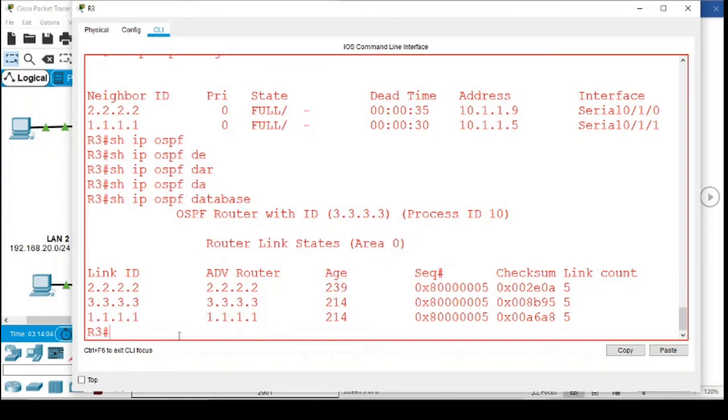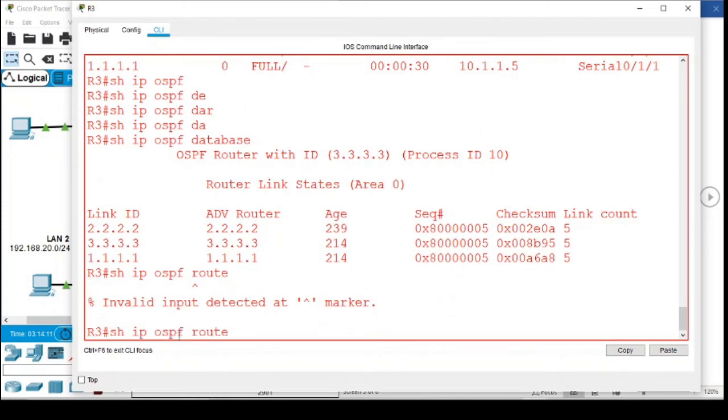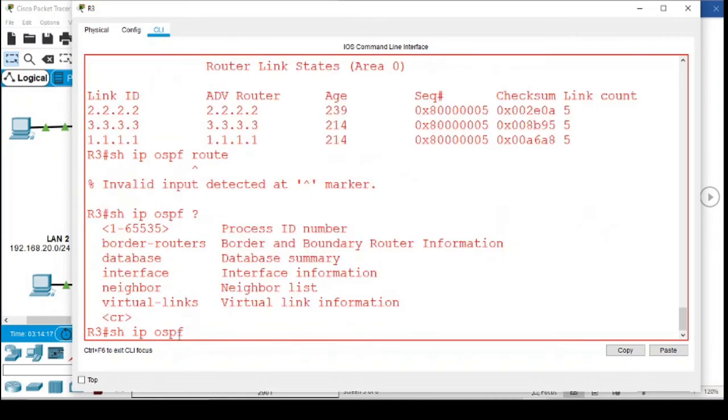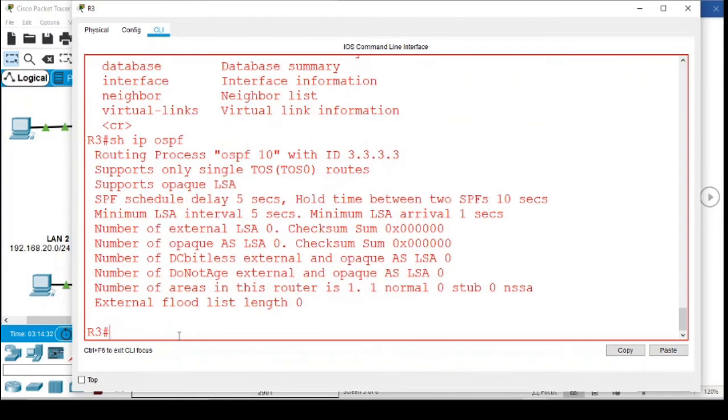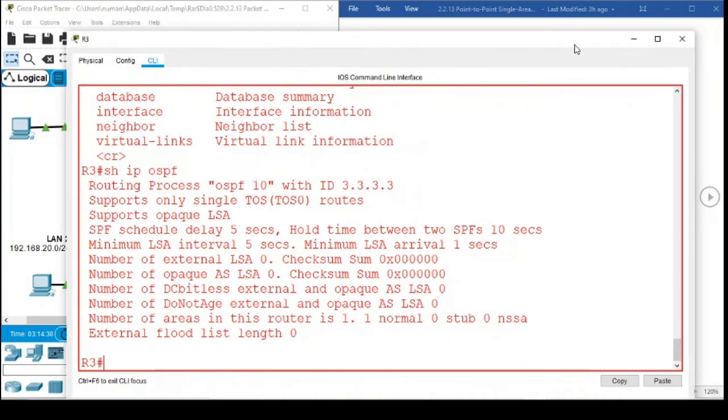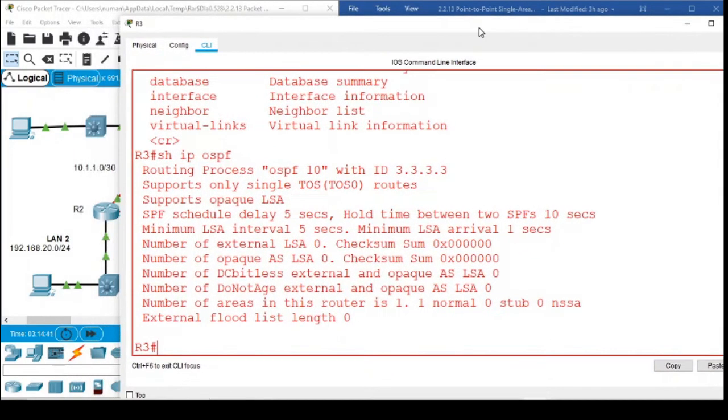And the third command is the routing table. So show IP OSPF route is also a command. It will show only the OSPF routes. Okay, so IP OSPF question mark, remember, is used to get the commands you can use after the OSPF keyword. Question mark is normally used for help in Cisco IOS. So this is the detailed information about show IP OSPF. The same commands you can run on the other routers.